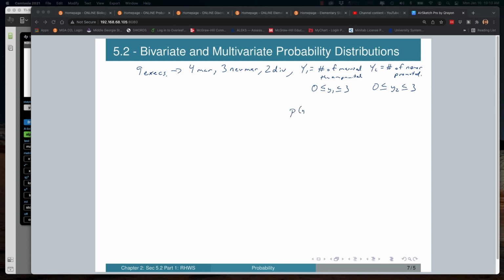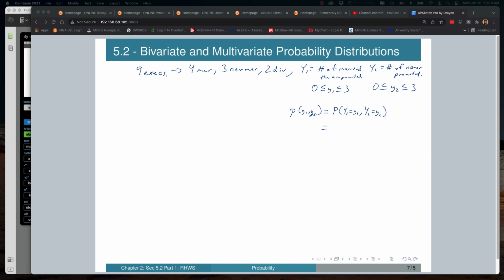P of y1 comma y2 is going to be defined as follows. You would probably not have come up with this on your own immediately, but if you did, great. That's the probability that Y1 equals y1, Y2 equals y2. We're not doing a range here. We're just talking about straight up the probability distribution function, not the PDF, not the CDF. We want individual probabilities.